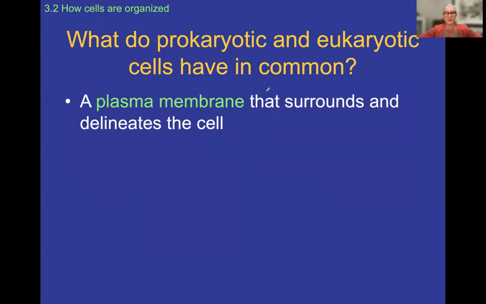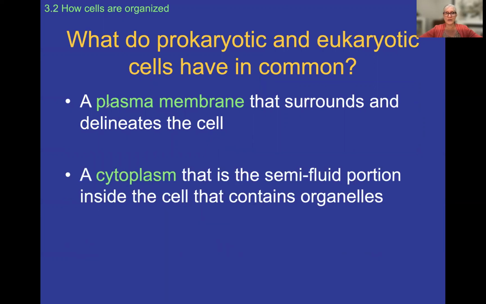So in common, we know that prokaryotic and eukaryotic cells have a barrier, right? They've got to have a boundary, the plasma membrane, and they've got interior material that we're going to call cytoplasm, which tends to be kind of jelly-like, a semi-fluid type of texture. And of course, both prokaryotic and eukaryotic cells need directions. So they have DNA molecules in them.